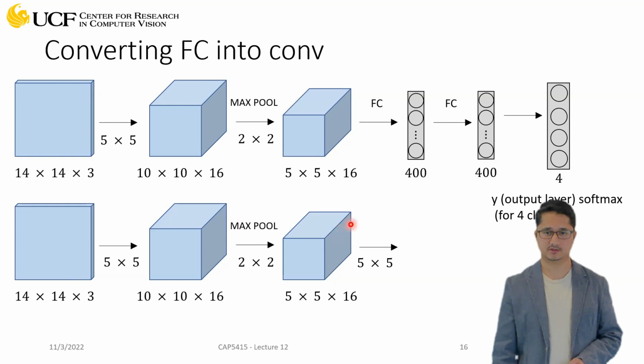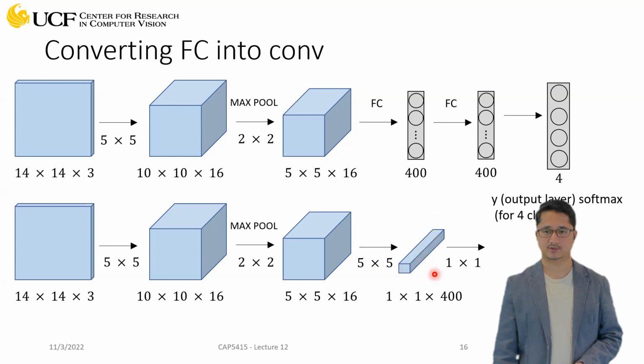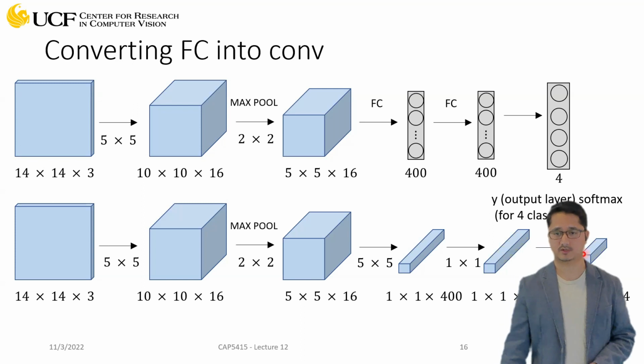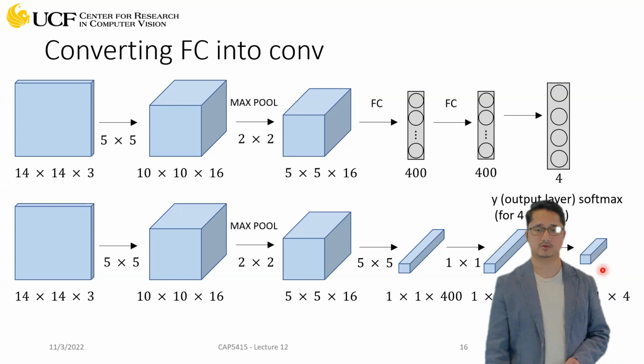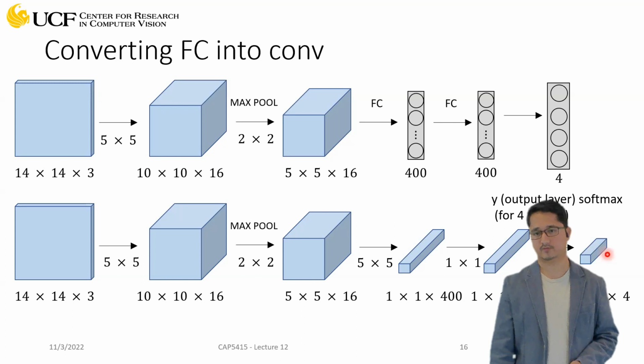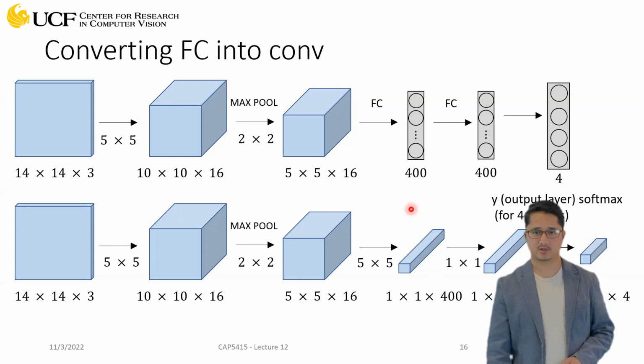And if you do that, then you will only be able to apply that kernel once at the center of this, right? Because the resolution is 5 cross 5. And then you will use 400 such kernels to get 400 different values. And then you can have a 1 cross 1 kernel. Again, it will give you something like this. And again, you can have 4 different kernels, which will provide you 4 different values, which you can use as prediction.